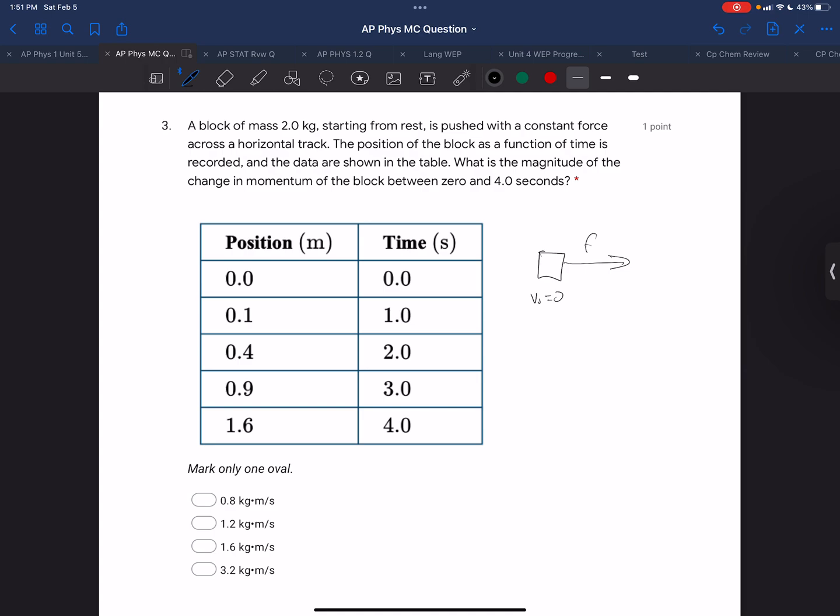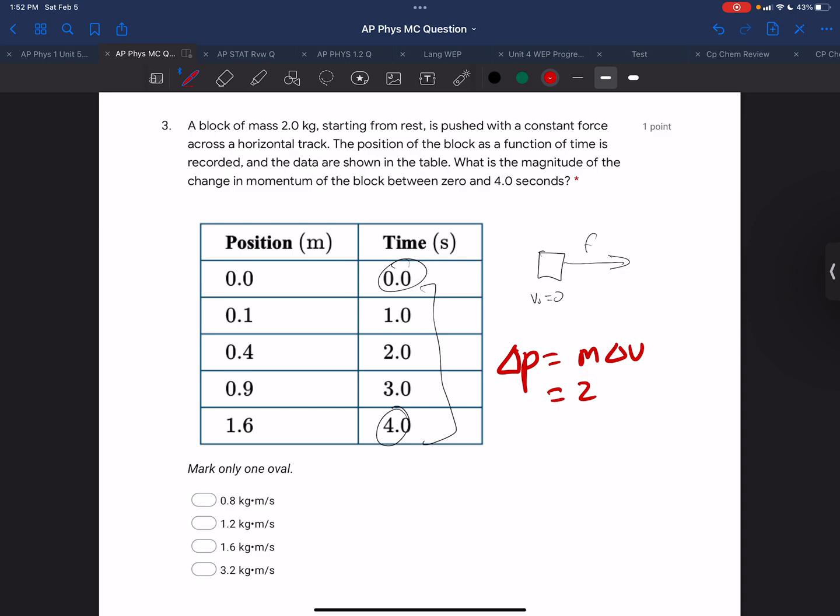What is the magnitude of the change in momentum between 0 and the first 4 seconds? So 0 seconds to 4 seconds. So we're looking for the total change in momentum. Well, the change in momentum is m delta v. And we know the mass is 2 kilograms, and that's not going to change.